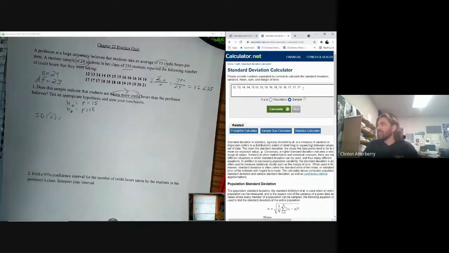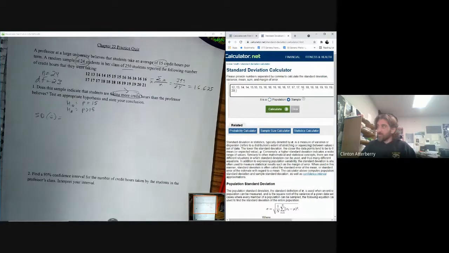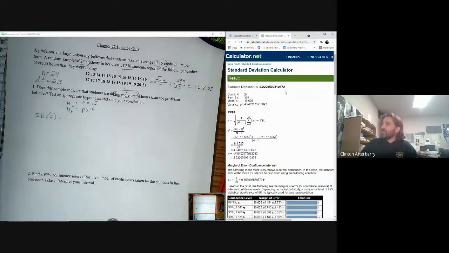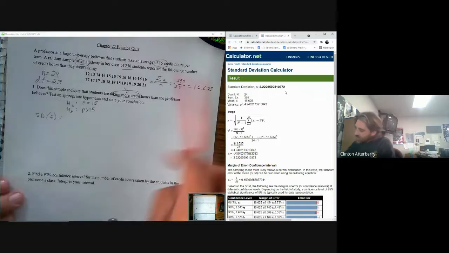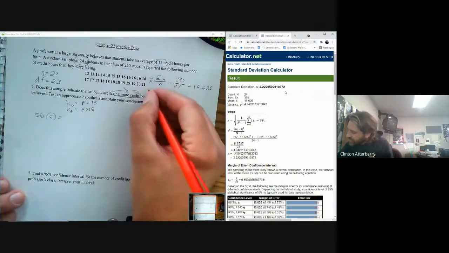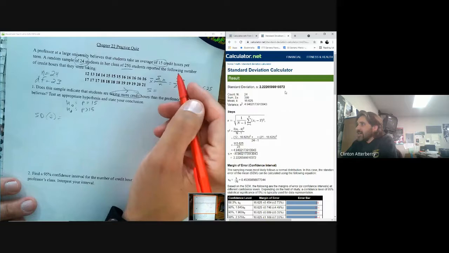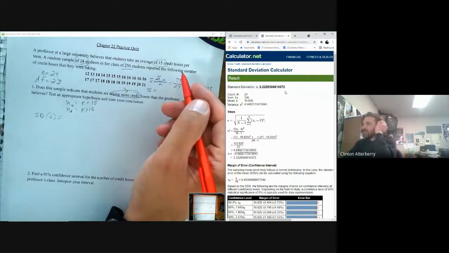So 17, 17, 17, 18, 18, 18, 18, 19, 19, 19, 20, 21. All right. So calculating that, we get 2.2265 something. So I'm going to call this my S for standard deviation. And there's the mean, 16.625. The variance is 4.94, but the standard deviation is 2.22 something.